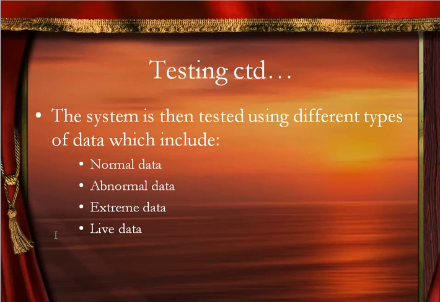Now we have abnormal data. Abnormal data is data outside the limits. It's abnormal, it is not needed. It goes beyond the limits of acceptability. It is a wrong type of data. It should be rejected. It doesn't fit within our range. It will cause an error message.